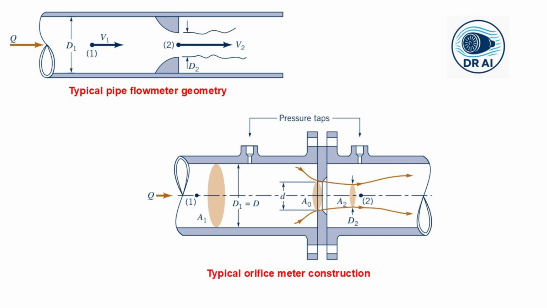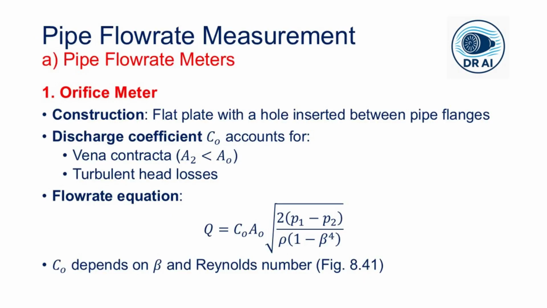This coefficient is determined experimentally and accounts for all the real-world effects: the vena contracta, the head loss, and the non-ideal velocity profile. So the actual flow rate is the coefficient times the ideal flow rate you would calculate from the Bernoulli equation.